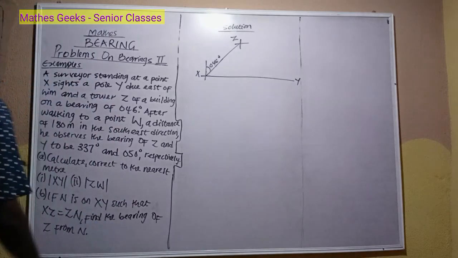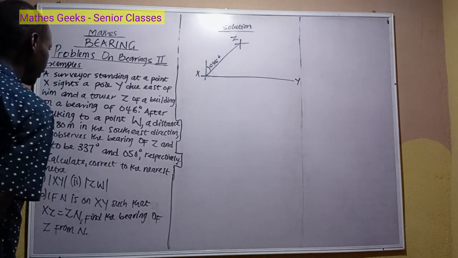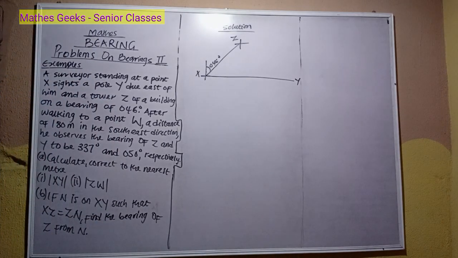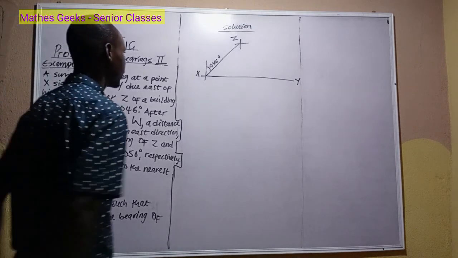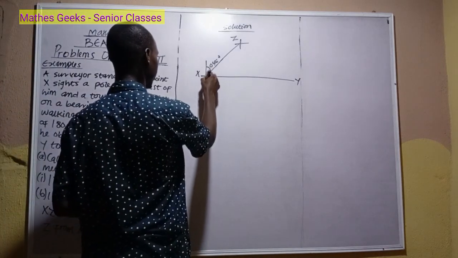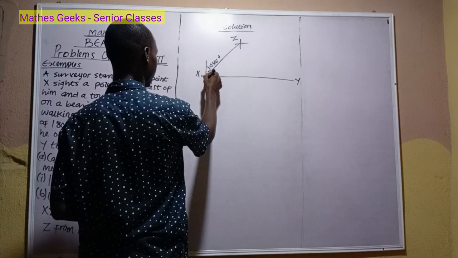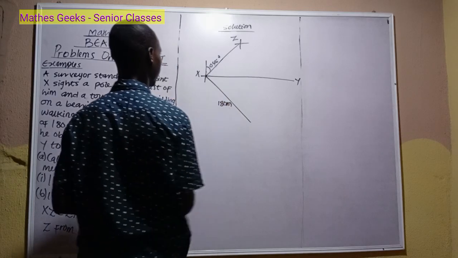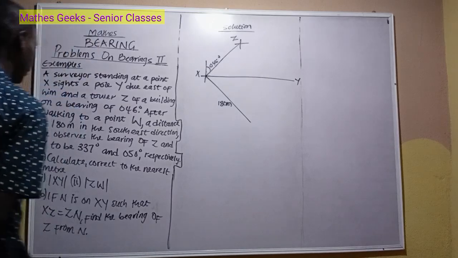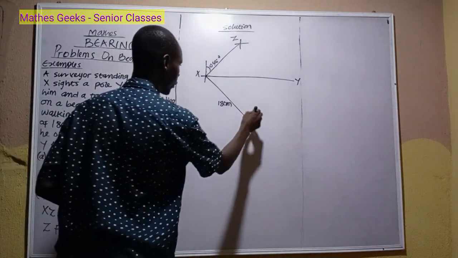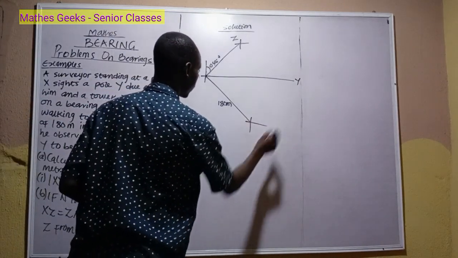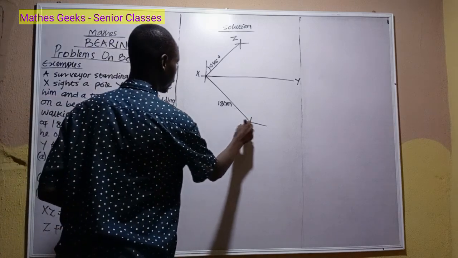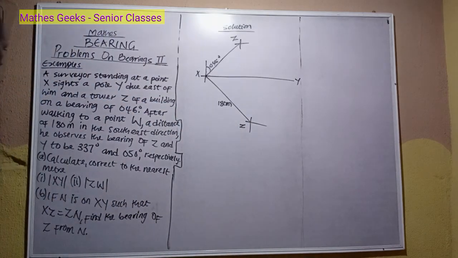Okay. So after walking to a point W, a distance of 180 meters in the southeast direction. Southeast. So remember, this is north, this is east, this is south. Southeast will be this way, 180 meters. Point Z. Let's draw our bearing. Okay, so this is point Z, southeast direction.